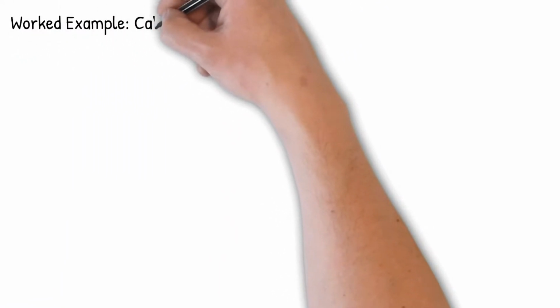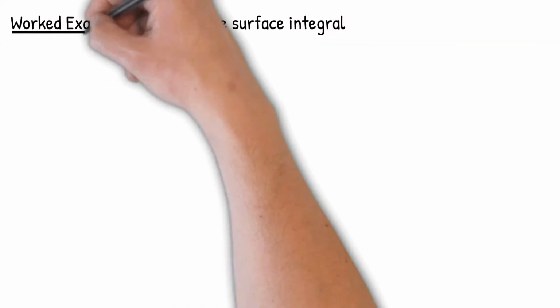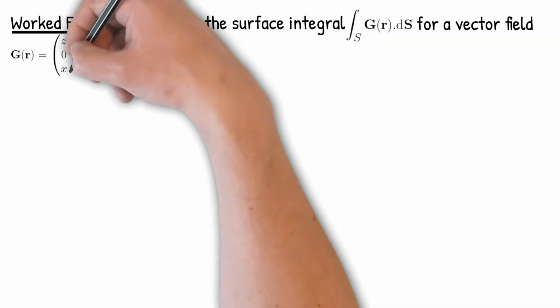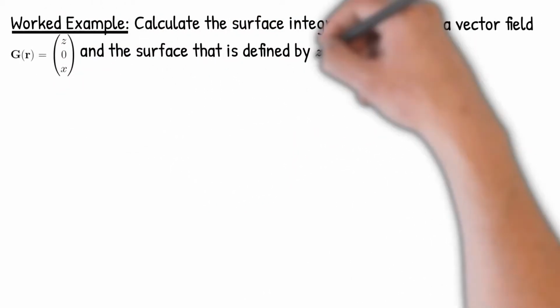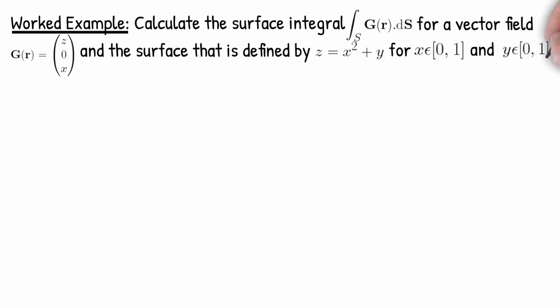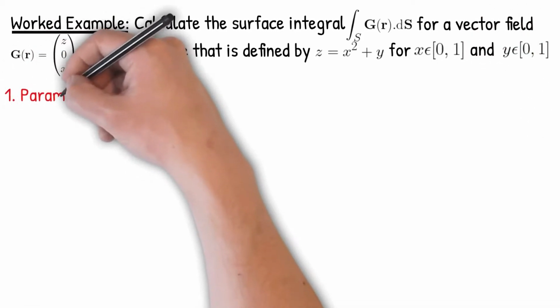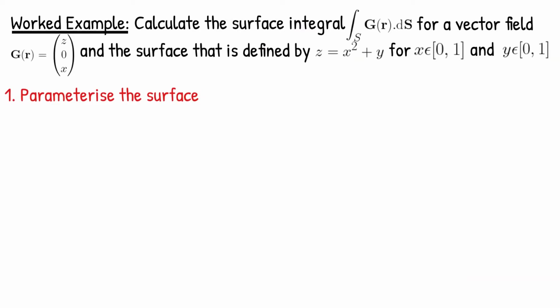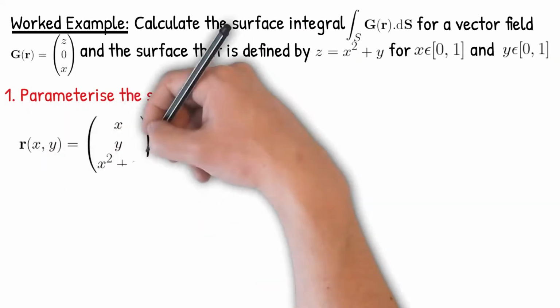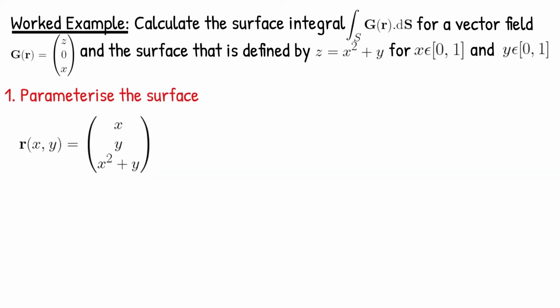Here's an example problem. Here we are being asked to integrate the function g of r over a surface, which is given by z equals x squared plus y. The limits of integration are 0 to 1 for both x and y. First off, we need to parameterize the surface by constructing the r vector that the function g will be acting upon. This is the usual x, y, z format, except instead of z, we have x squared plus y.